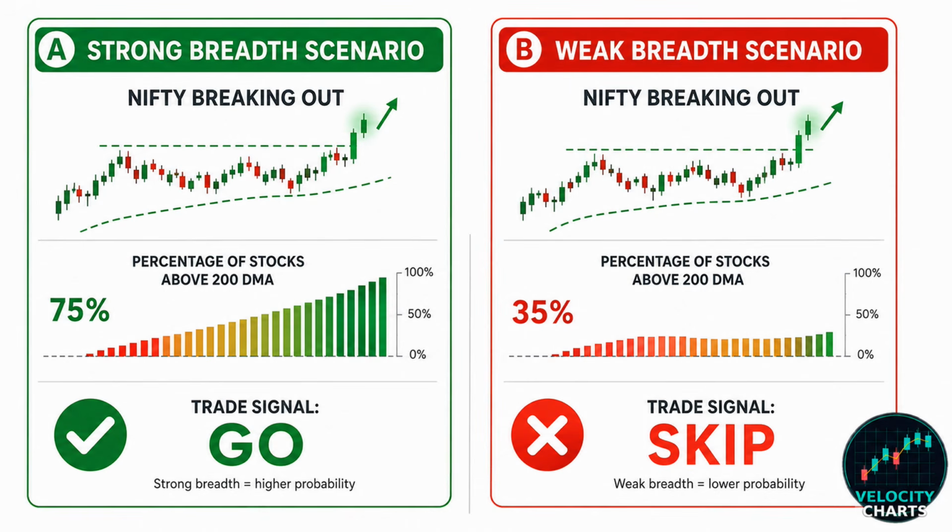Same logic for shorts. A breakdown with strong breadth deterioration is real. A breakdown with healthy breadth is usually a fake out: institutions buying the panic. This is the difference between trading the index and trading the market. Market breadth: Nifty India traders use this to avoid the fake moves that drain their accounts month after month.